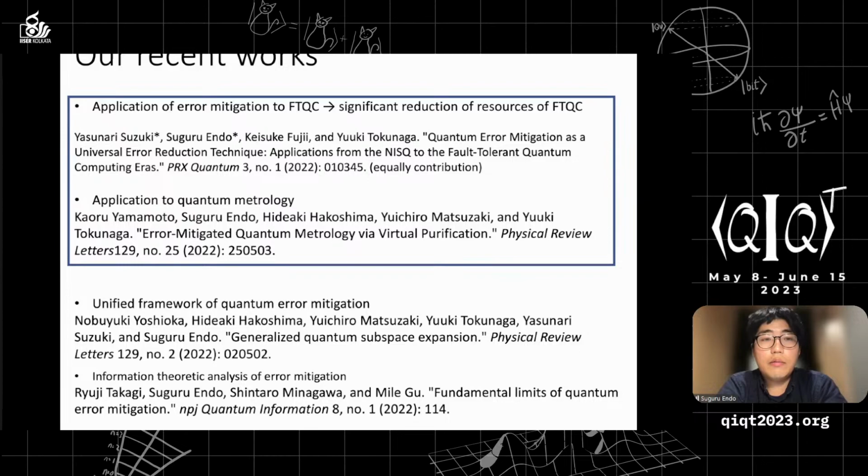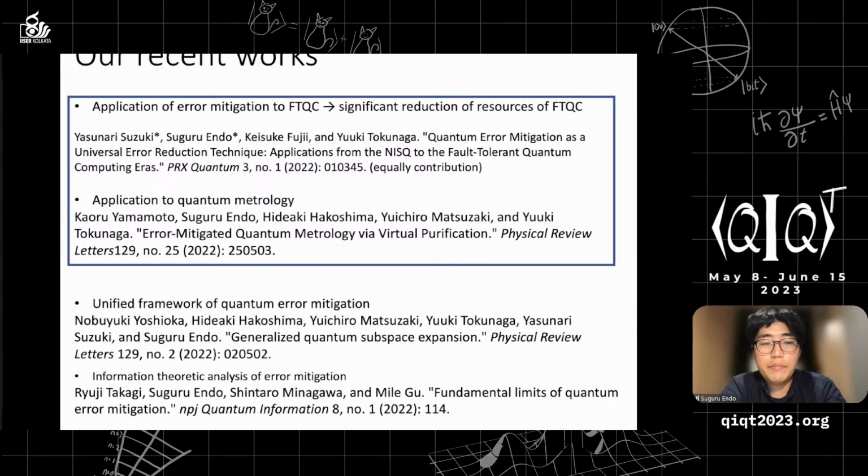My colleagues and collaborators are very powerful and creative, so we made a lot of progress these days. For example, we applied quantum error mitigation for fault-tolerant quantum computing, which was published in PRX Quantum. We also applied quantum error mitigation to quantum metrology, and it was published in PRL. And we also considered a unified framework of quantum error mitigation, which is called generalized quantum subspace expansion. It was also published in PRL.